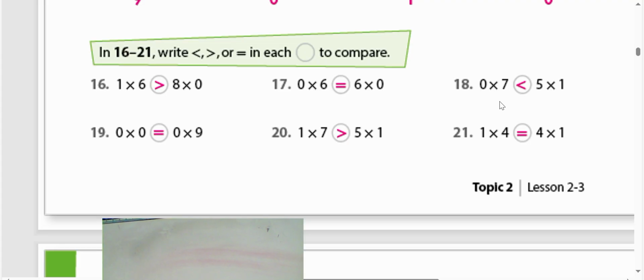Question 18. 0 times 7 or 5 times 1. We have 0 and 5. 0 is less than 5. We have 0 times 0, or 0 times 9. We have equal, because 0 times 9 equals 0. 0 times 0 is 0. 7 times 1 is 7, and 5 times 1 equals 5. 7 is greater than 5. 1 times 4 equals 4 times 1, using here the commutative property.